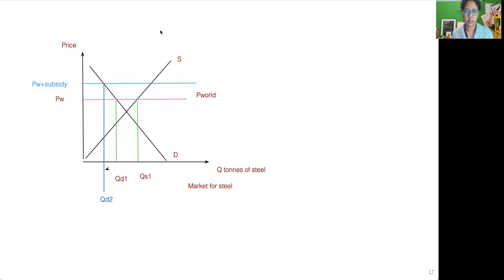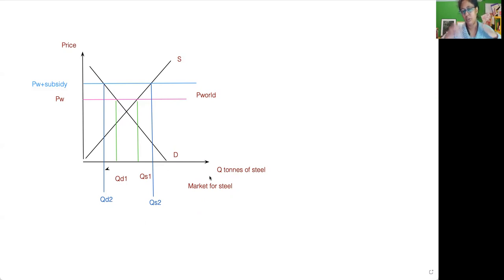And let's get another line. I'll go across from PW plus the subsidy on the price axis, hit the supply curve, and bring it all the way down. And that will be the new quantity supplied. It's going to be the new exports. So when I highlight a particular thing here, that's going to be a little bit different.